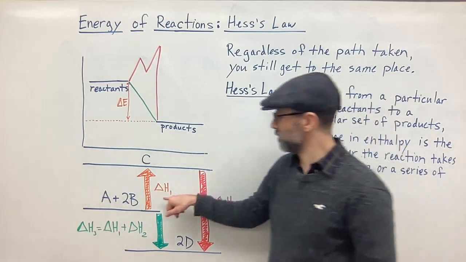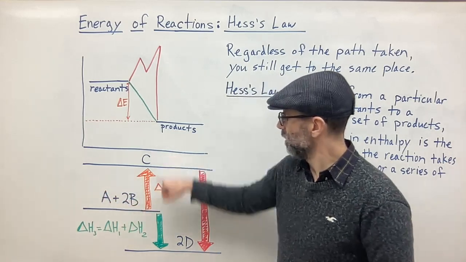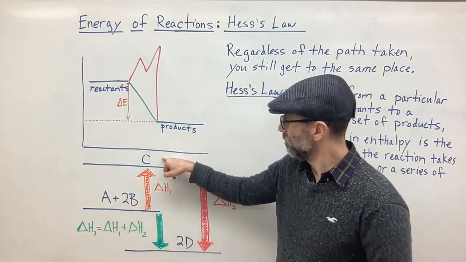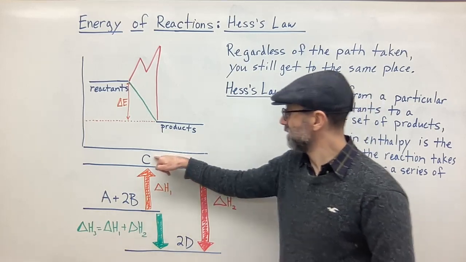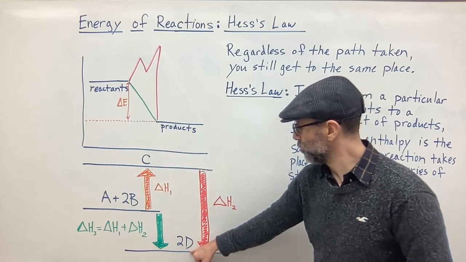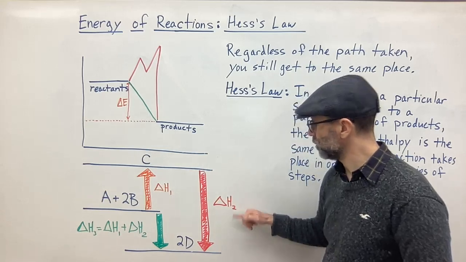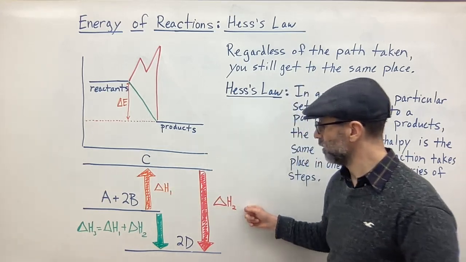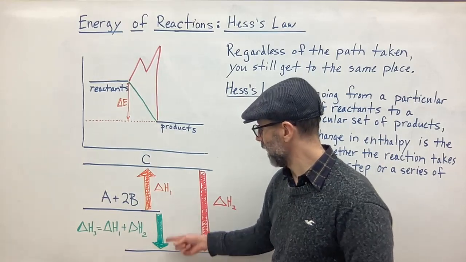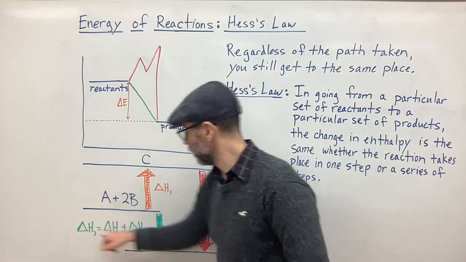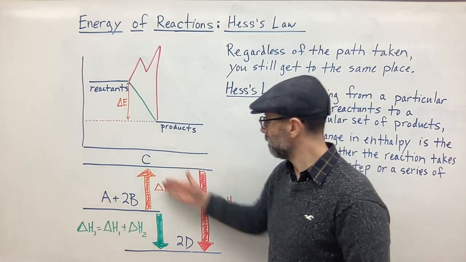So here's two steps. I could first change A and B to C. That would be a delta H1, a certain amount of energy that it takes to do that. And then second step, I can change C to 2D, and that would be my enthalpy for this step, my delta H2. Well, these two together give me this here. So I could either go directly there and get my delta H3, or I could do the two-step pathway here, and it amounts to the same thing.